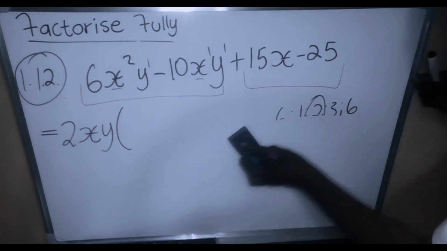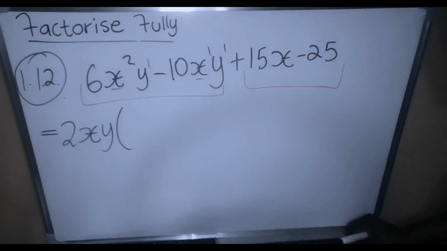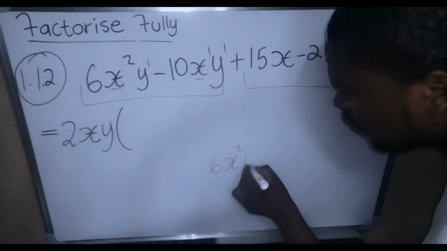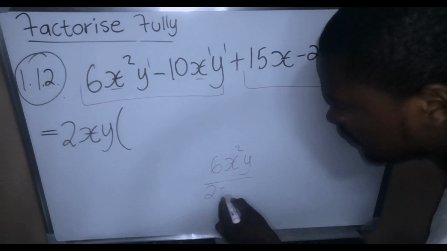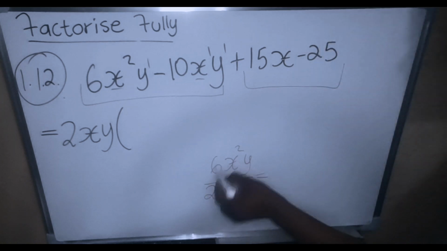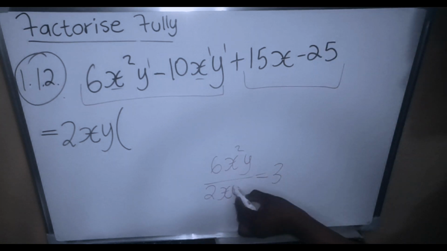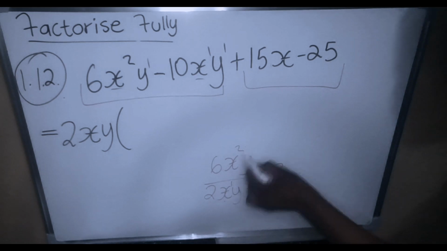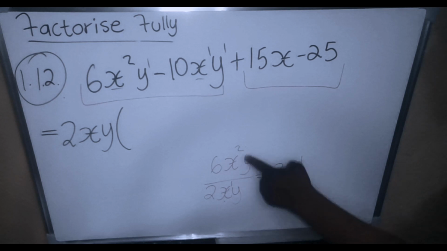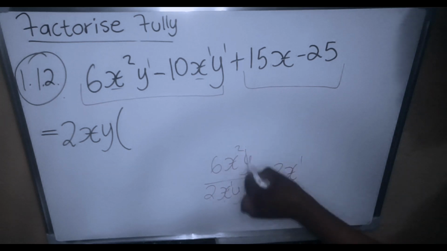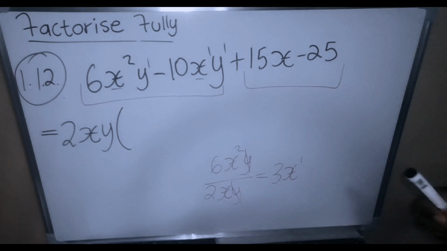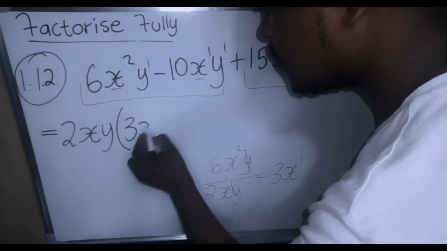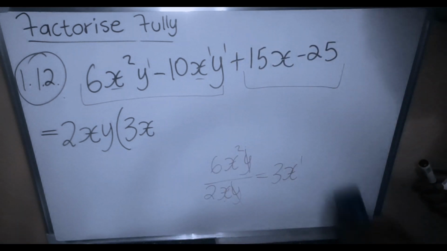Our tradition is very simple. It says you go to the first term, 6x squared y, divided by our highest common factor, which is 2xy. Then 6 divided by 2 is 3. Then x squared divided by x: same base, subtract exponents. When you divide, it's 2 minus 1, x to power 1. Then y divided by y is 1. Therefore, I'm left with 3x. I write 3x here. Are we clear?